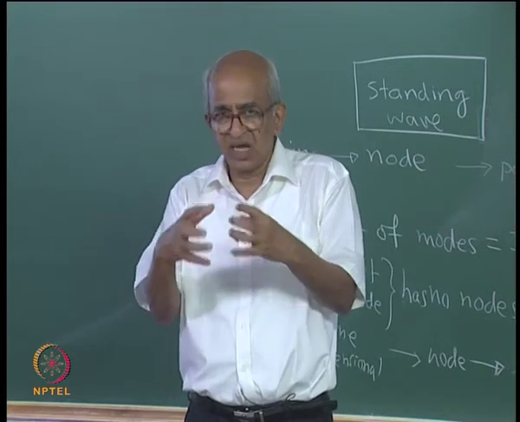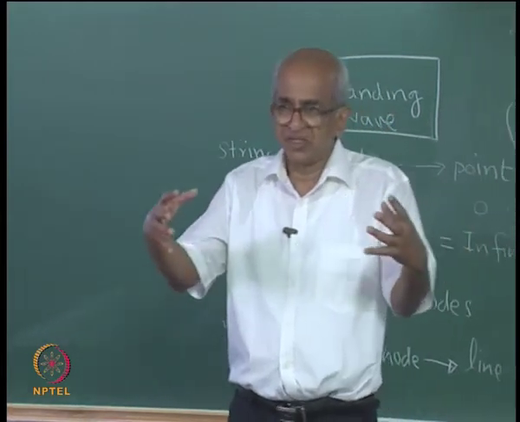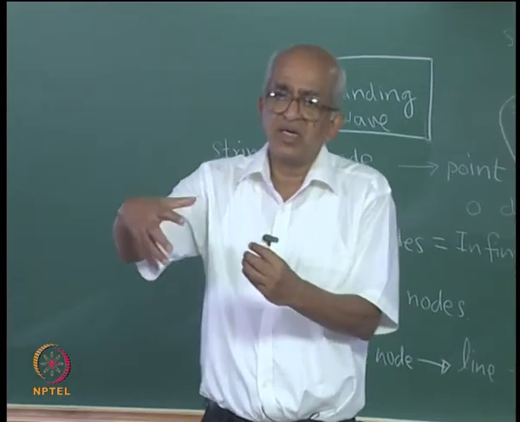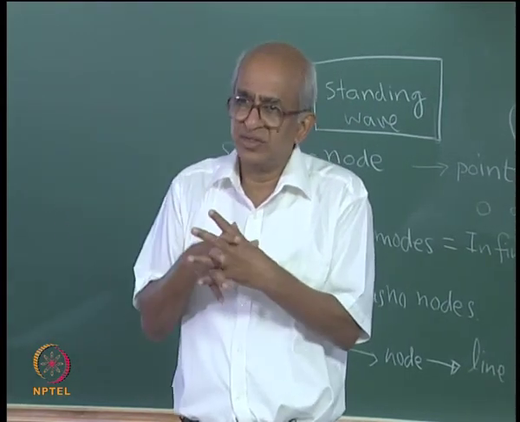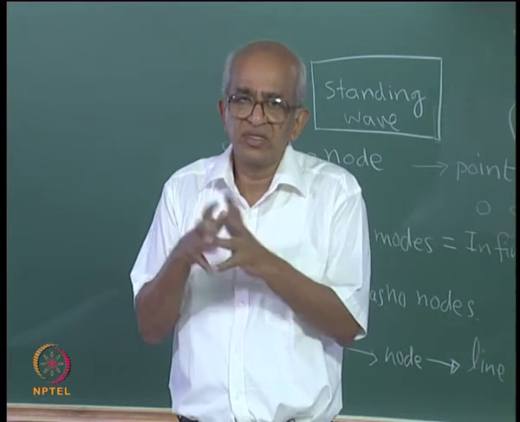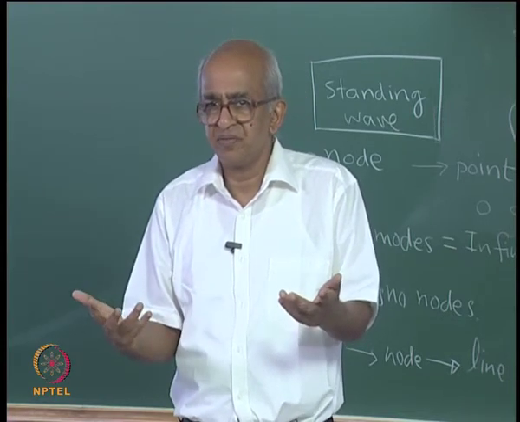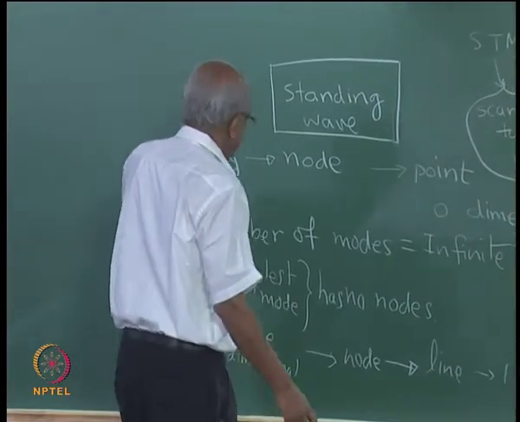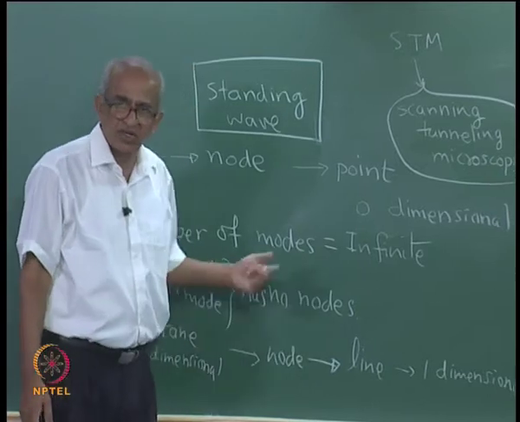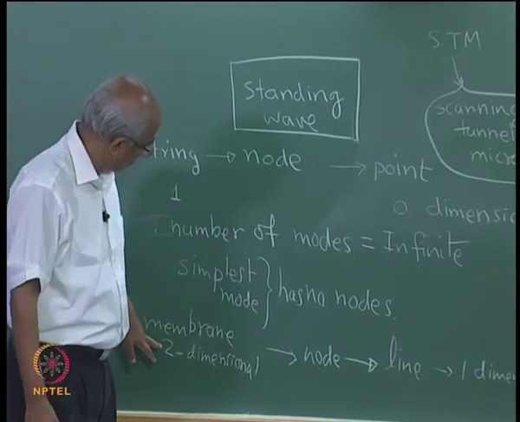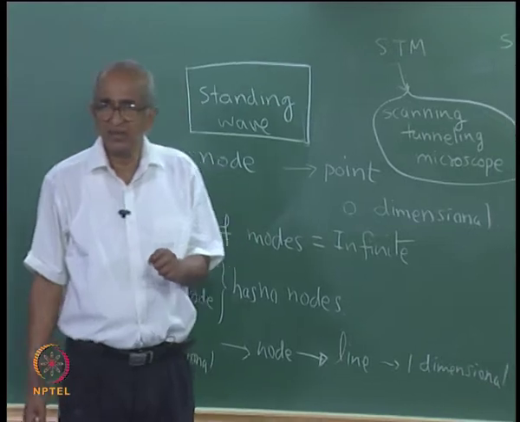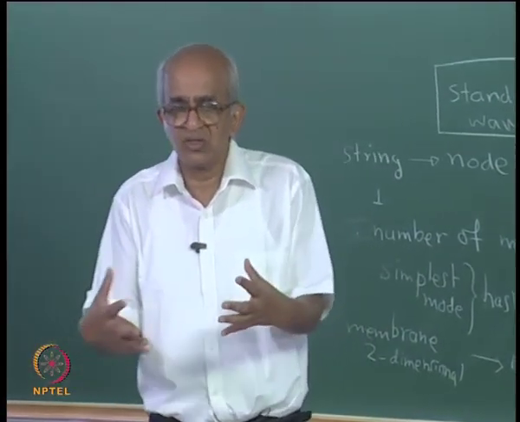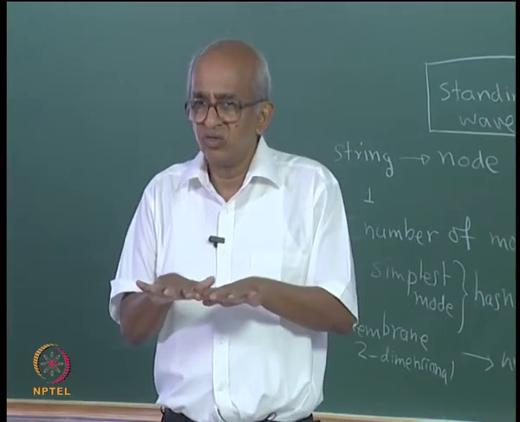Remember, this time the waves are actually in 3 dimensions. The hydrogen atom is a 3-dimensional object, it is not 2-dimensional. So, if you think of nodes, what would you say the dimension of the node is? Look at what happened. If you had a string which is 1-dimensional, the node is a point, 0-dimensional. For a membrane which is 2-dimensional, the node is a line. So, if you have waves in 3 dimensions, naturally the nodes will be 2-dimensional.